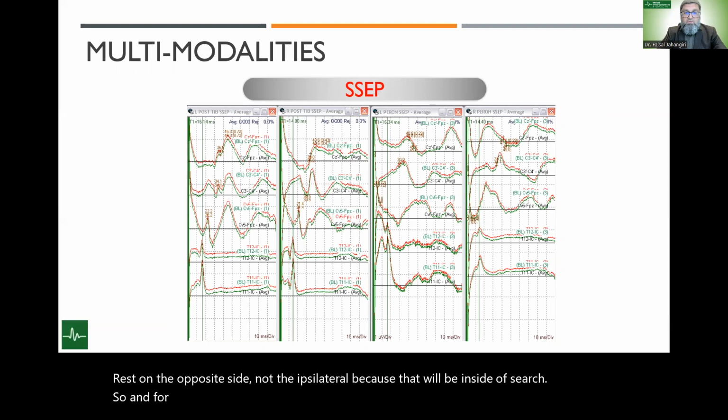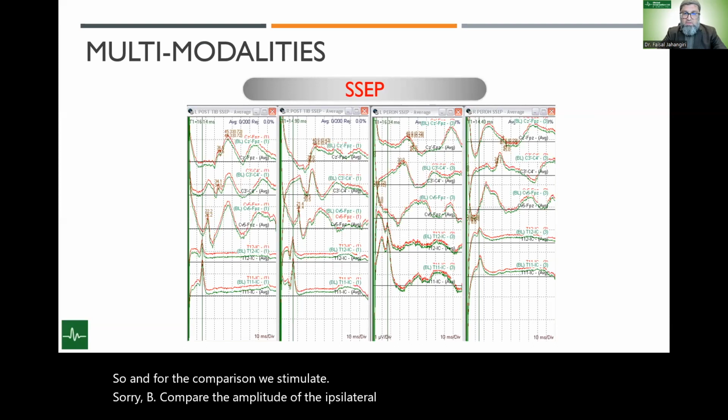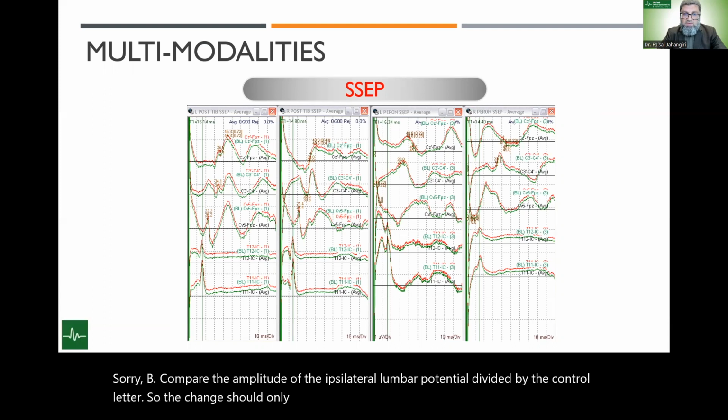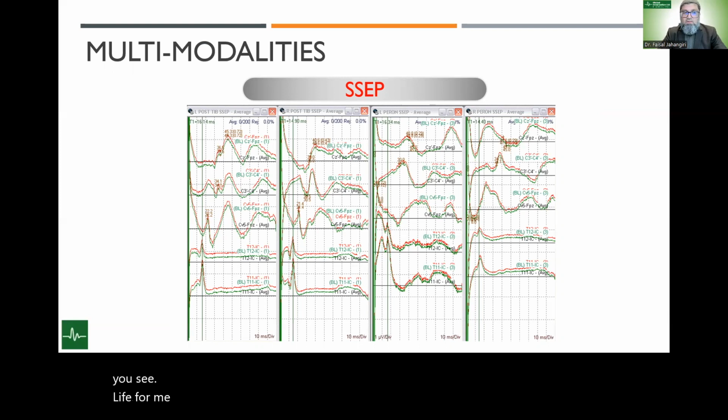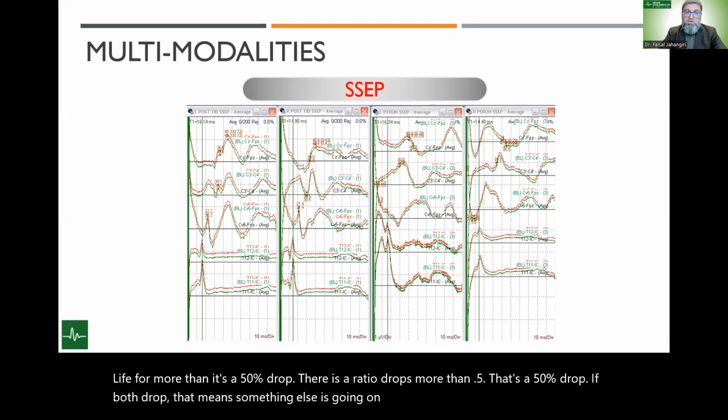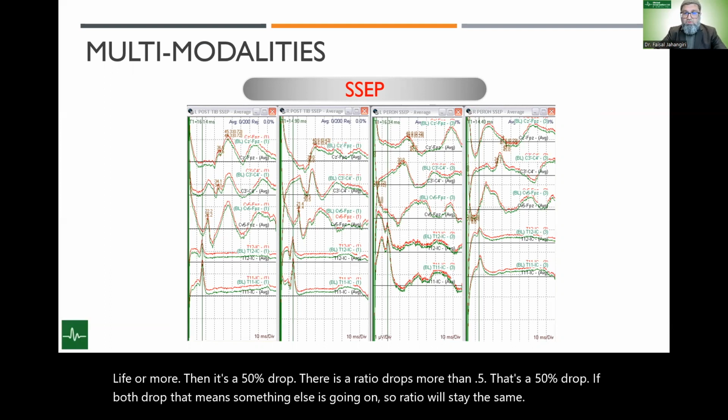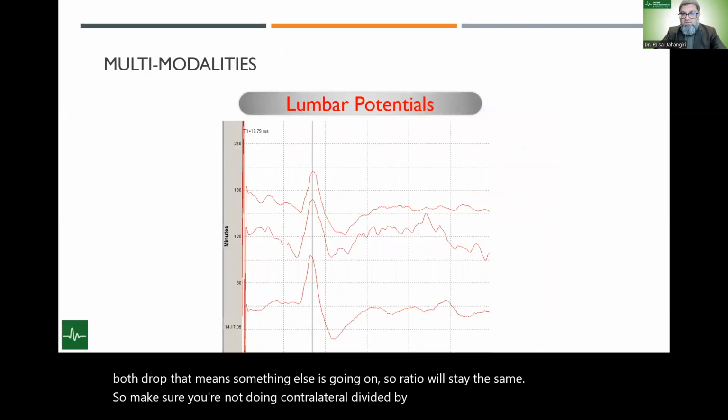And for the comparison, we compare the amplitude of the ipsilateral lumbar potential divided by the contralateral. So the change should always be on the ipsilateral side. If the ipsilateral drops more than 50%, you see a ratio of 0.5 or less, then it's a 50% drop. If both drop, that means something else is going on, so the ratio will stay the same. So make sure you're not doing contralateral divided by ipsilateral; you're always doing ipsilateral.